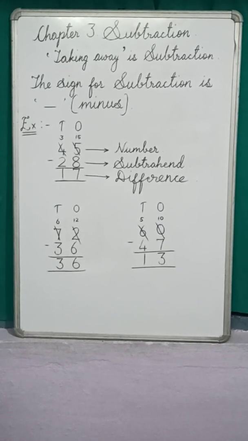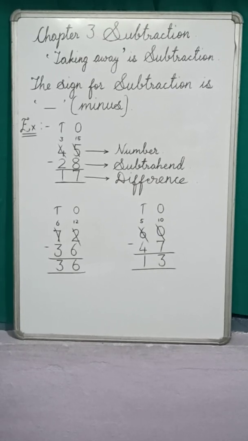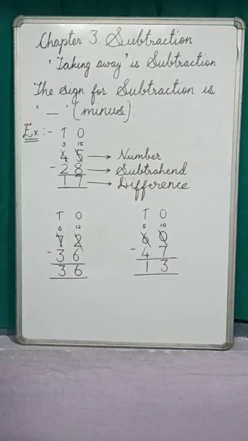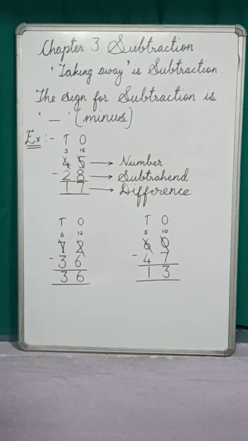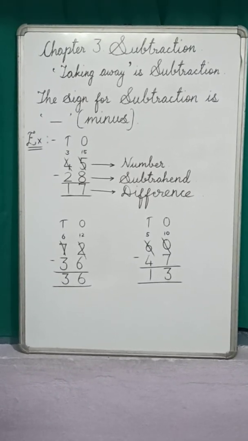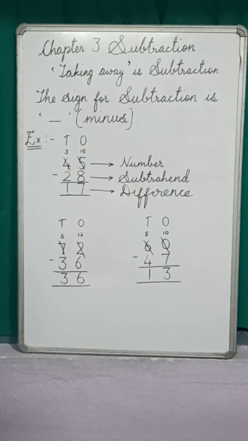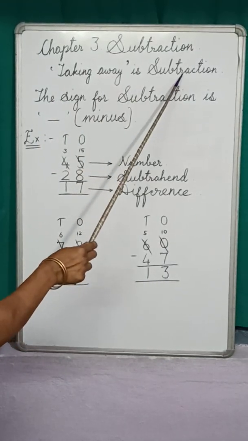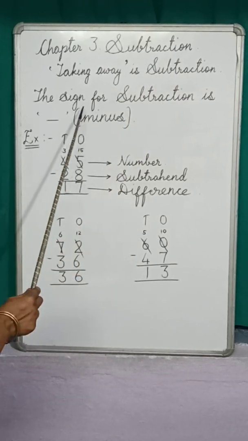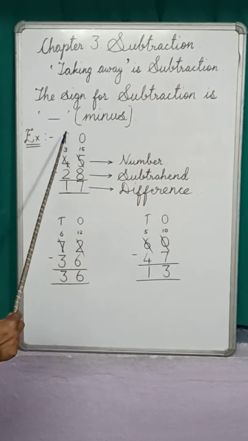Children, in the previous class we have done chapter number 3, subtraction. So today again we will revise that chapter. First of all, I want to explain to you what is called the subtraction. Children, we know that taking away is called the subtraction and the sign for subtraction is minus.